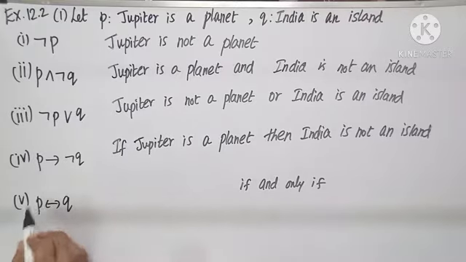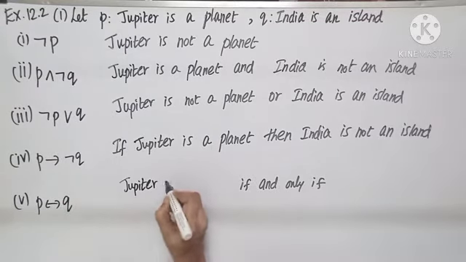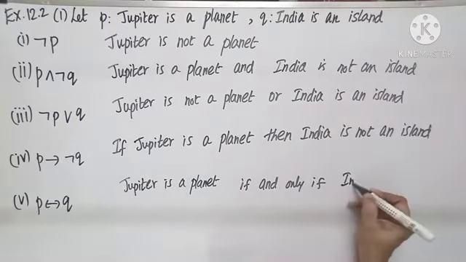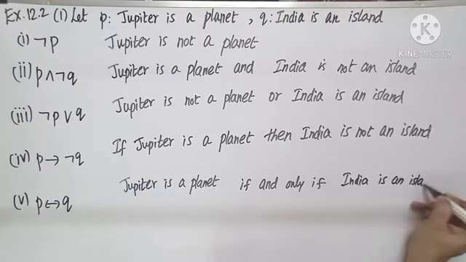Now what is here? P. What is P? Jupiter is a planet, if and only if, Q. What is Q? India is an island. Now combine both and read it. Jupiter is a planet if and only if India is an island.